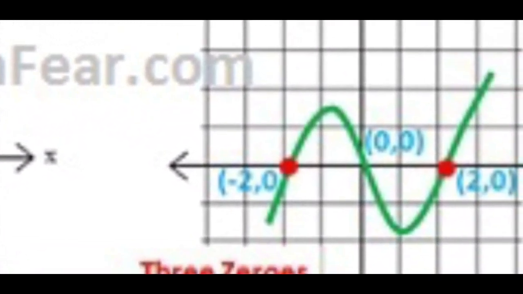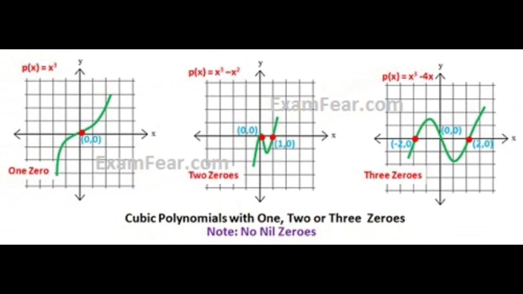Here, how many? Here 3. On one mark, anyway, 1, 2, 3. There are 3 different zeros. This graph, the green colored line, is meeting the x-axis at 3 different points. Only 2 are marked, but 3 are there. That means, in the case of a cubic polynomial, there are 3 cases: 1 zero, 2 zeros and 3 zeros.